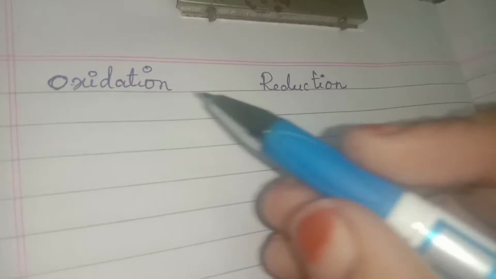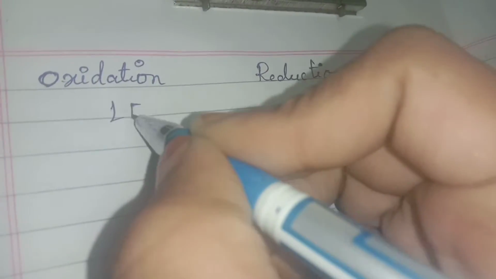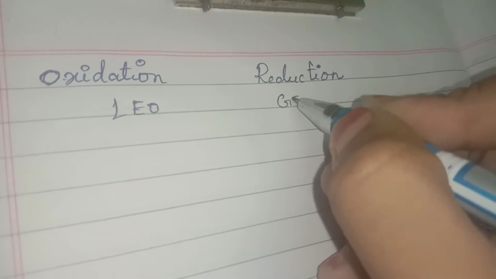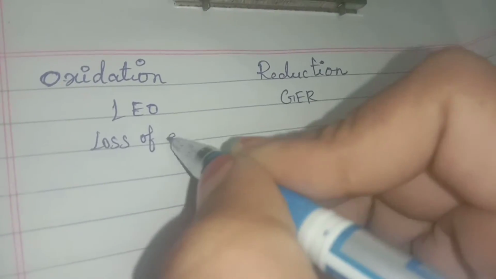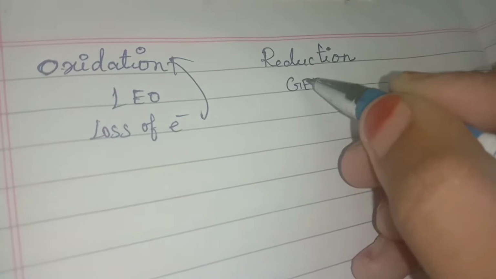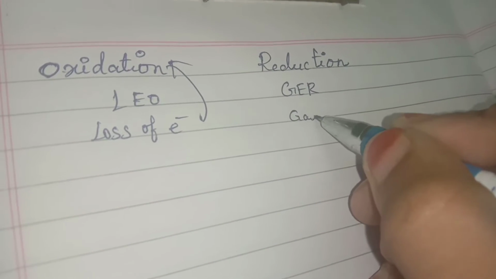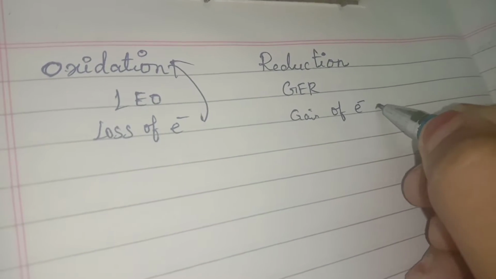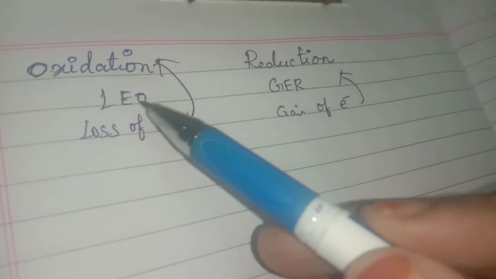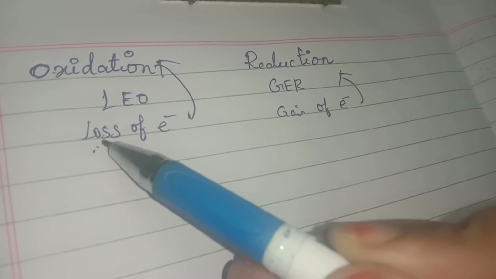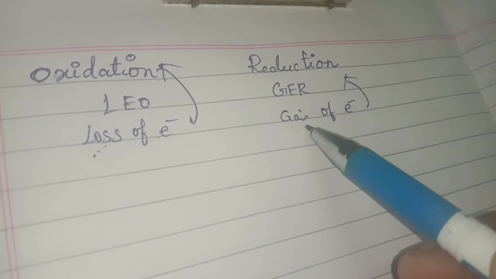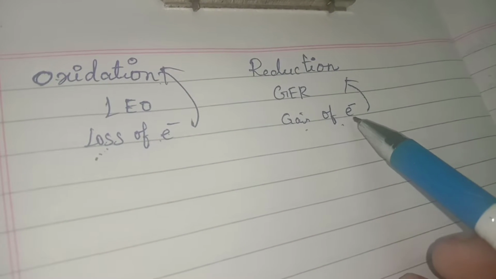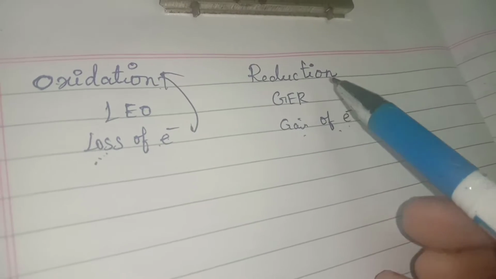I said what is meant by oxidation. LEO I said and GER I said. LEO means loss of electron is known as oxidation, and GER means gain of electron is known as reduction. In a chemical reaction, if there is a loss of electron, it is known as oxidation reaction. If a substance is gaining an electron, that is known as reduction reaction.